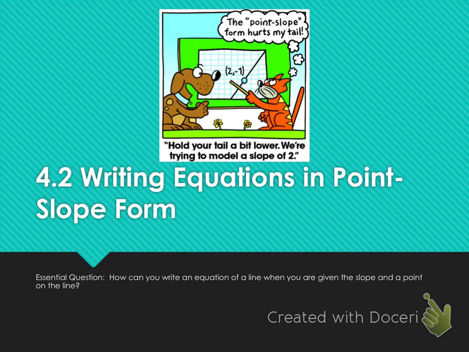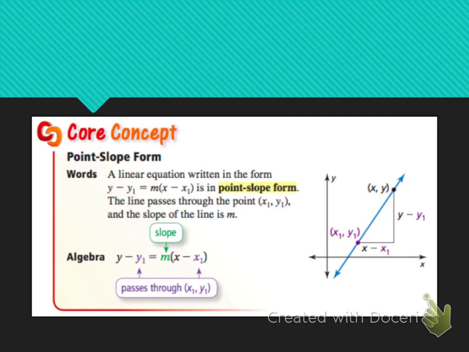This is lesson 4.2, writing equations in point-slope form. Our essential question here is how can you write an equation of a line when you are given the slope and a point on the line? Our core concept here is point-slope form. A linear equation written in the form y minus y1 equals m times the quantity x minus x1 is in point-slope form. The line passes through the point x1, y1, and the slope of the line is m.